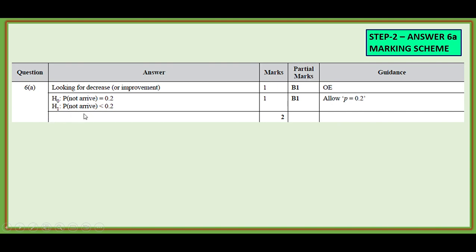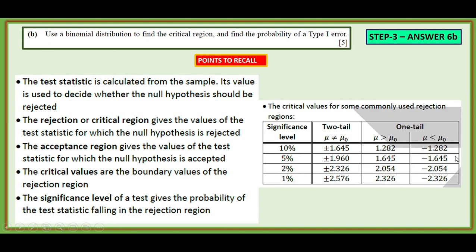H1: probability of not arriving is less than 0.2, and looking for a decrease. Okay, so if we have the same keyword from the question in our answer, it will be giving marks for that.